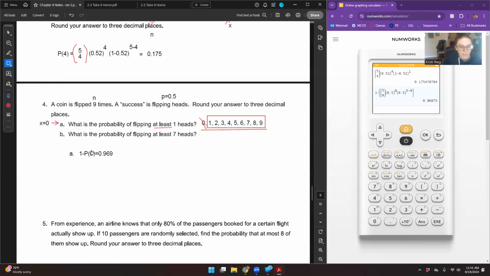0.969 because, like I said, very likely that you're going to get at least one head. It's very rare that you're going to get no heads. So that was a much faster way to deal with at least.